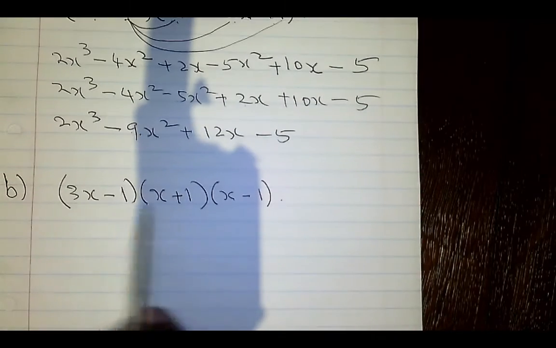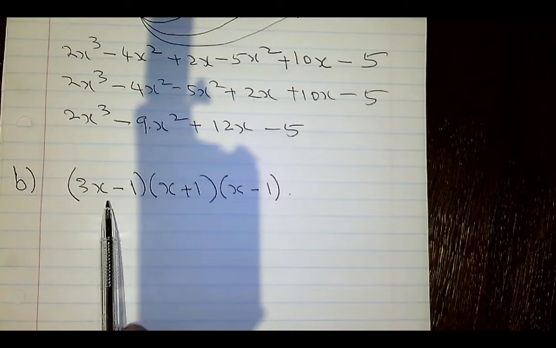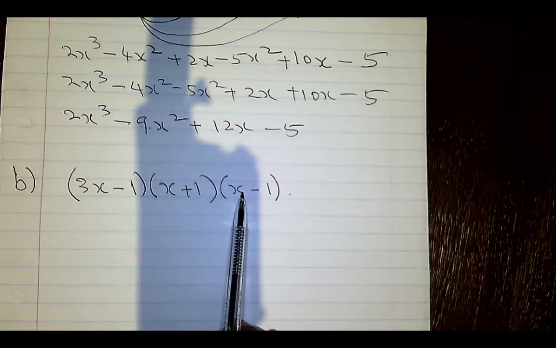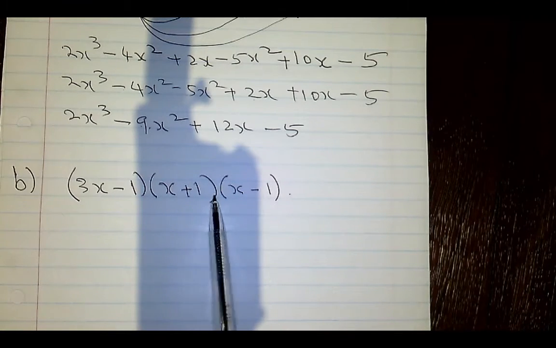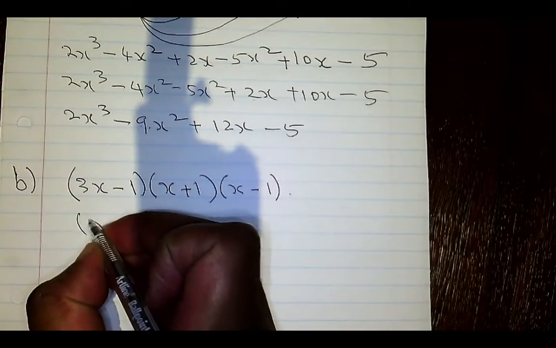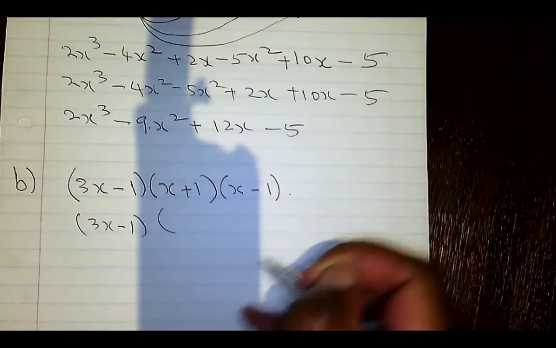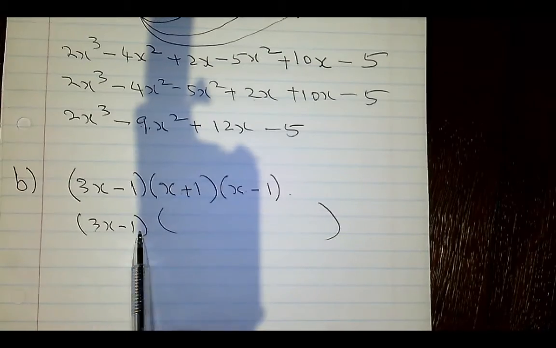Right, I won't do this one and finish it with you, but I just want to show you something. If you get something like this, these are 3 binomial expressions that we are multiplying by each other. I would actually reduce it to this form, like this. I would leave the 3x minus 1 as it is and FOIL these other 2. So leave this one as it is and FOIL that.